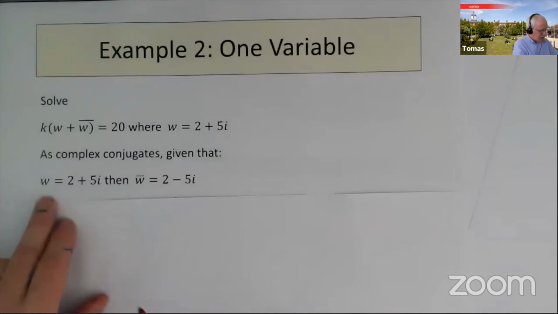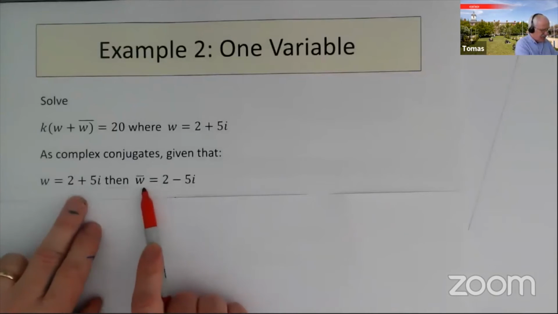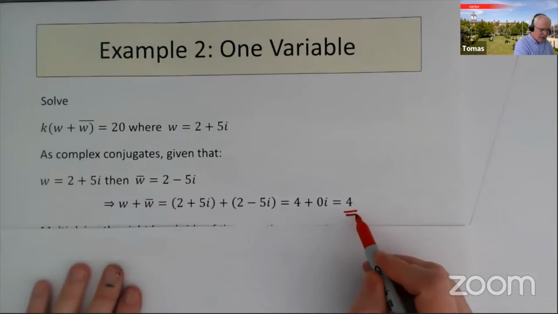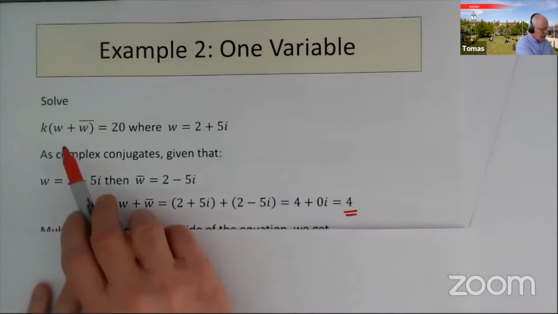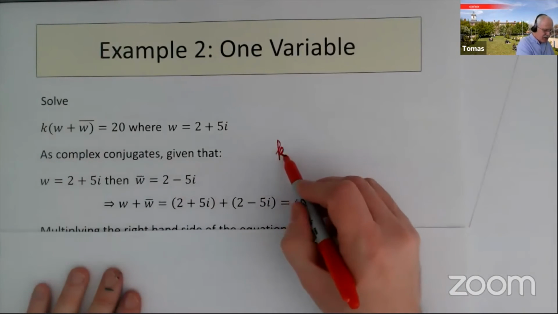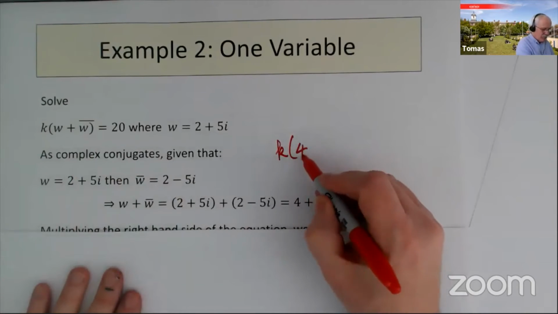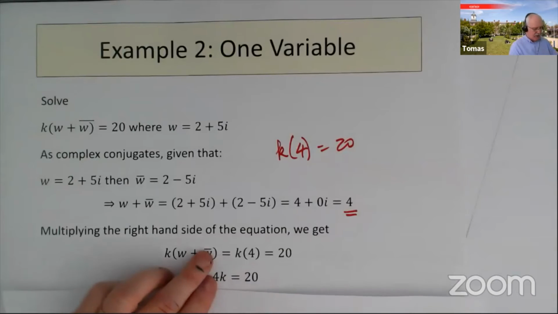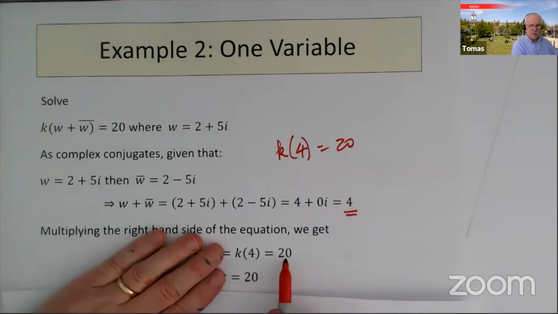So here we go. Let's go through it again. w is 2 plus 5i, w bar is 2 minus 5i. We add them up, we get 4. Now let's look at what we have. We have k times 4 is 20. So k multiplied by 4 is 20.